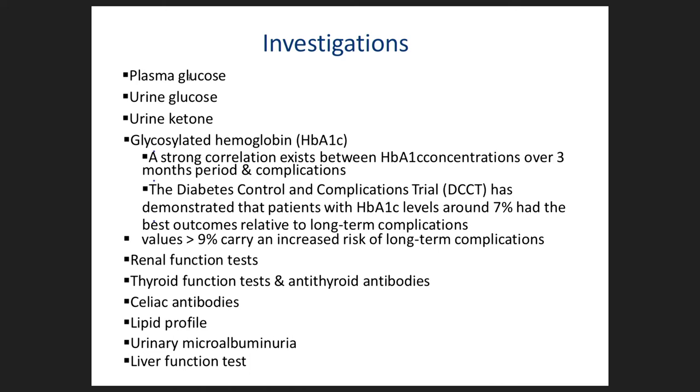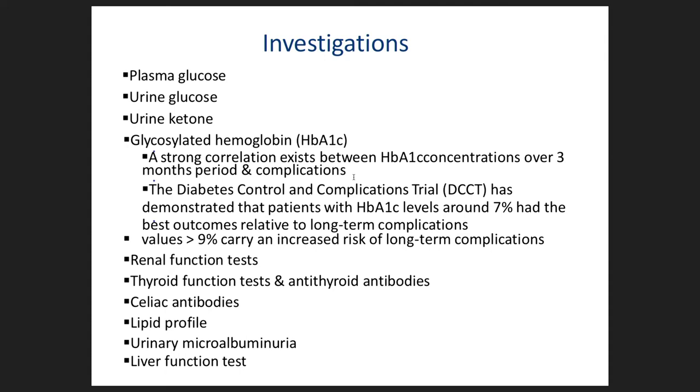Investigations. Initially, for the diagnosis we have to do fasting glucose, random glucose, and hemoglobin A1C. Then, regularly with each clinic visit, we have to test for plasma glucose, urine ketone, and hemoglobin A1C, which is glycosylated hemoglobin A1C. That is very important initially to diagnose type 1 or type 2 diabetes. Any type of diabetes should be screened by hemoglobin A1C. As mentioned before, any reading of 6.5 and above is considered to be diabetes.